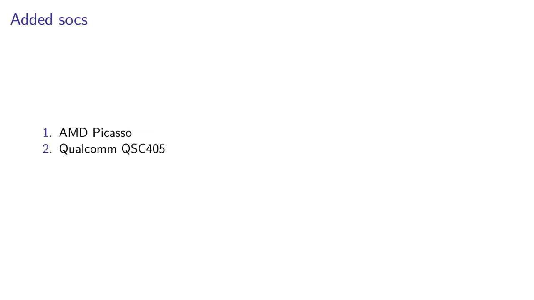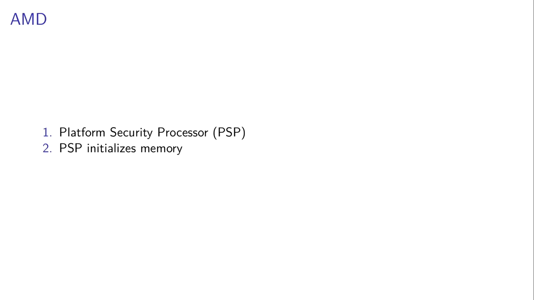For system on chips, AMD Picasso was added, which is going to be used in Chromebooks, and also an ARM Qualcomm processor. And I just wanted to go into AMD a little bit. As with the Intel Management Engine, they also have a platform security processor, which is an auxiliary processor. I think it's an ARM chip. And yeah, it's actually quite powerful.